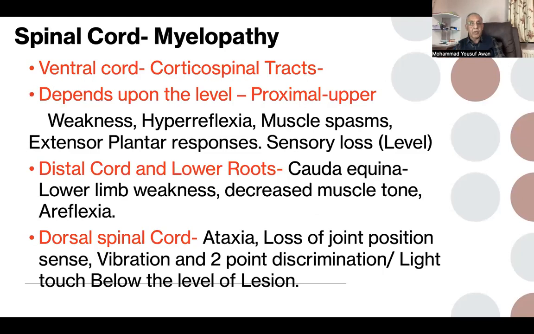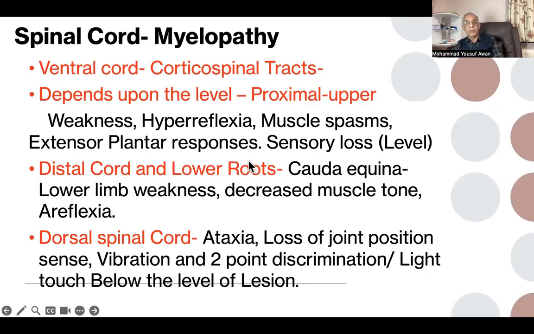If the problem is with the spinal cord itself, see which part of the spinal cord is involved, and the basic anatomy will help you localize the lesion in any part of the spinal cord. The ventral cord, meaning the corticospinal or pyramidal tract, depending upon the level, causes weakness, hyperreflexia, muscle spasms, and extensor plantar responses. The sensory level will be according to the level of the spinal cord which is involved.